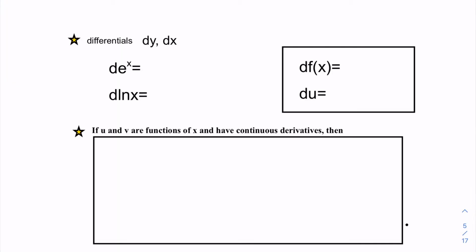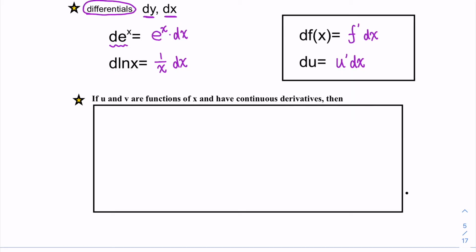The first one, differentials. For differentials, we use d. For example, dx, dy, these are the differentials. How do we find the differentials? For example, d of e to the x gives us e to the x dx. d of ln x gives us the derivative of ln x, 1 over x dx. So generally speaking, the differential of a function we write as df of x, which equals f prime dx. So d of u gives us u prime dx. This is how we find differentials.